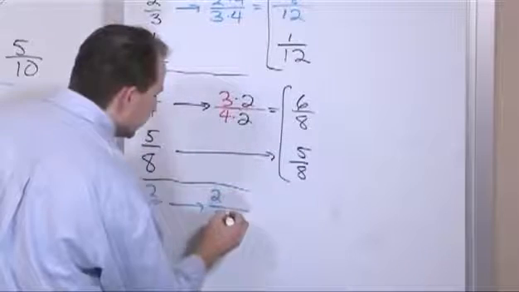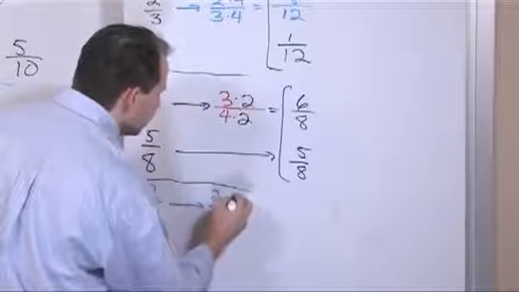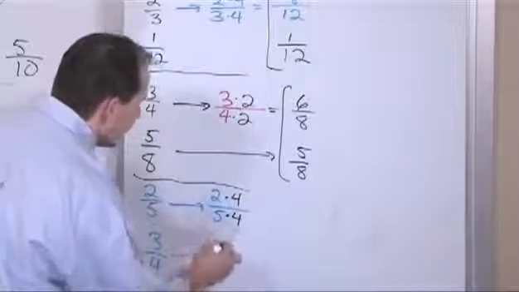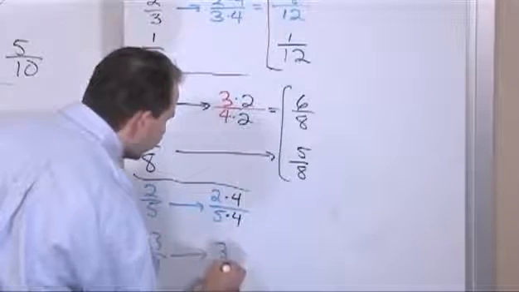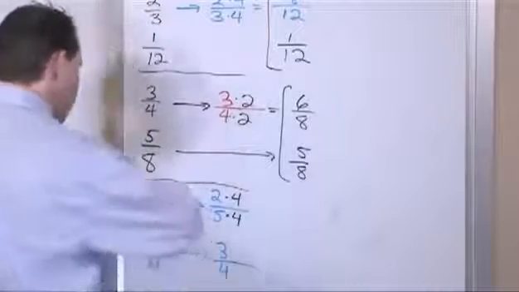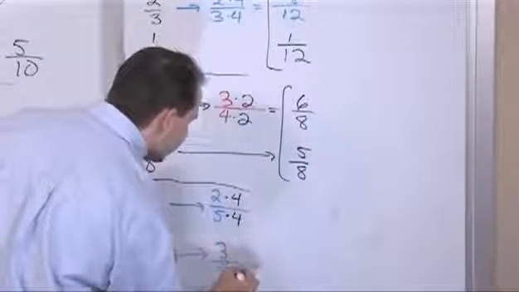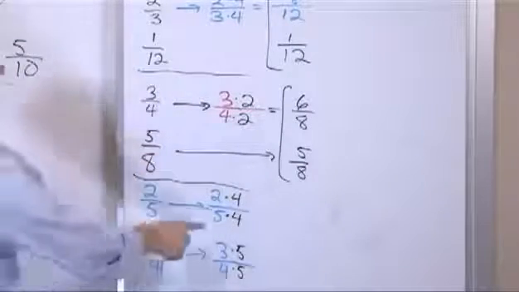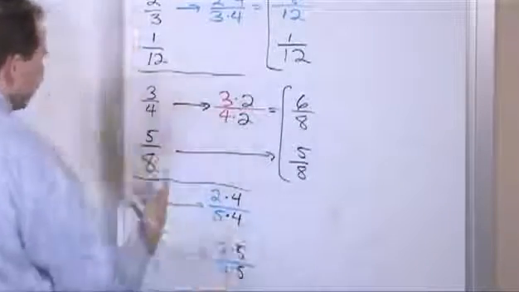What if I just decide to multiply this fraction by 4, top and bottom? And then at the same time with the other fraction, 3/4, what if I multiply it by 5 on the top and the bottom? Now look at what I would get if I did that. 5 times 4 is 20. 4 times 5 is 20.